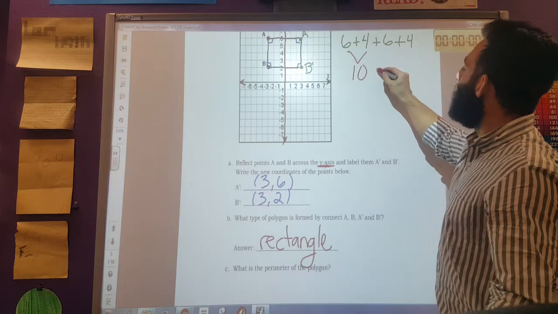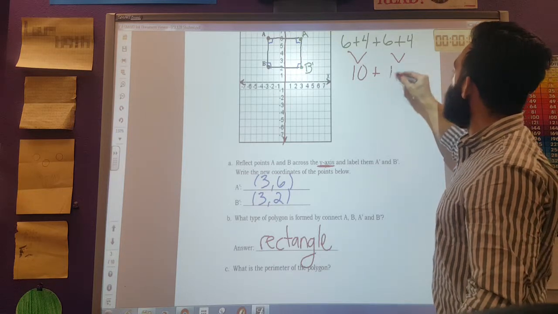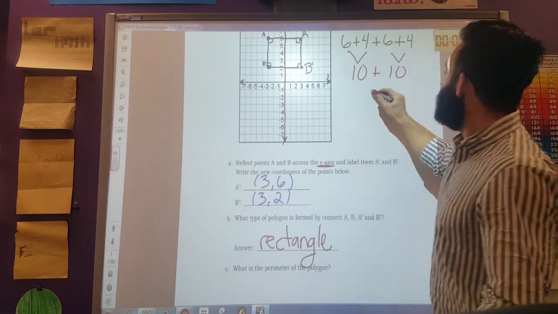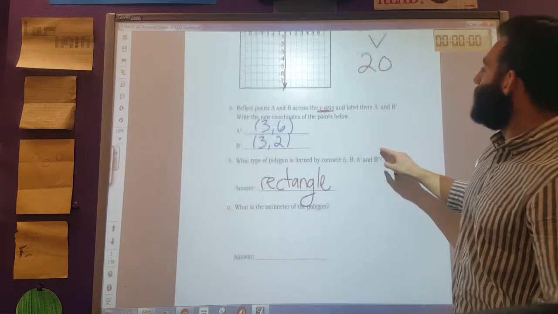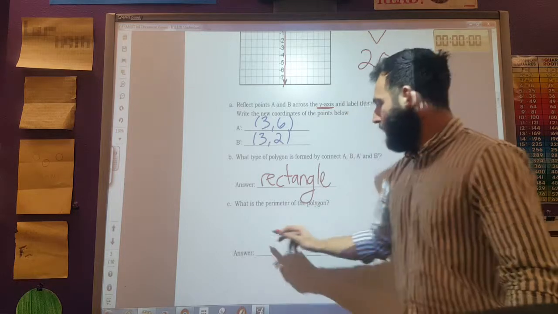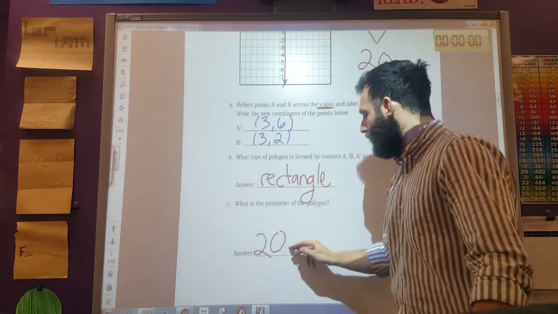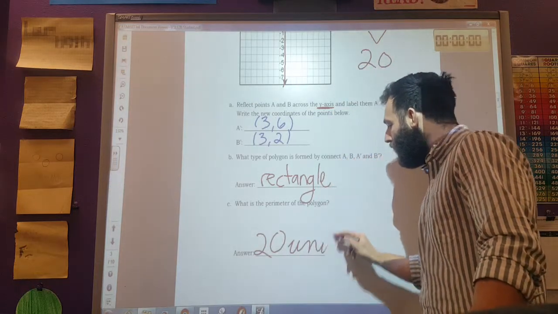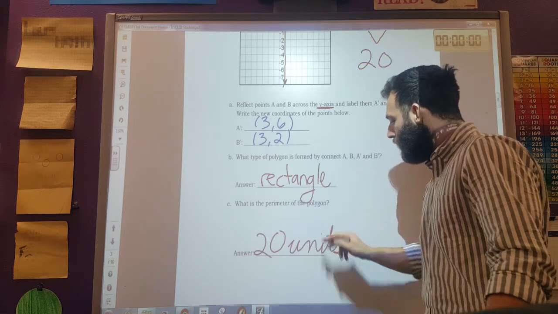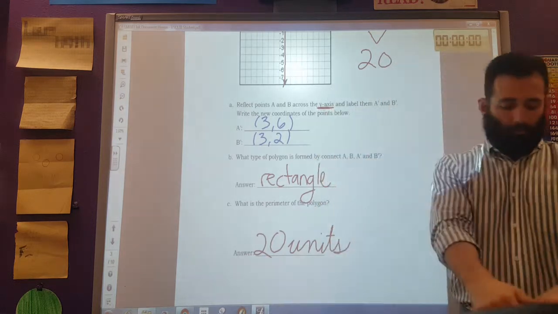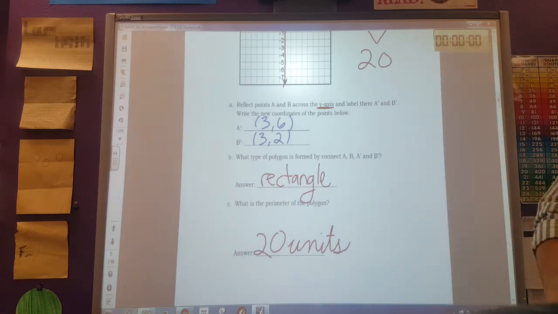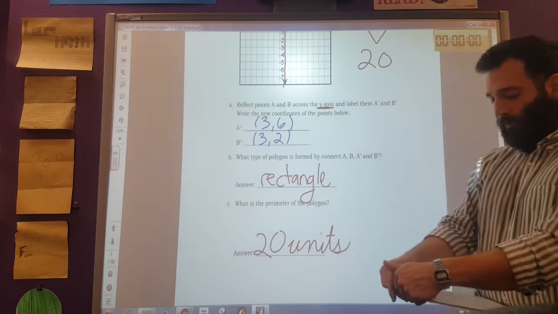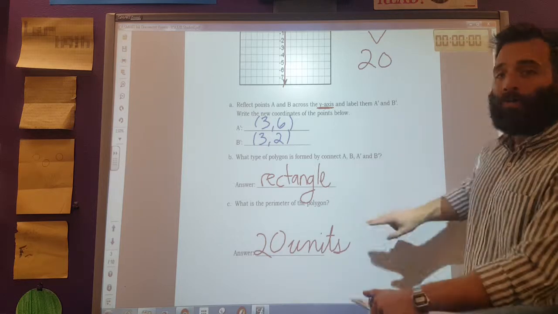Six plus 4 is 10. 6 plus 4 is 10. And I get a perimeter of 20 units. Go ahead and flip the page.